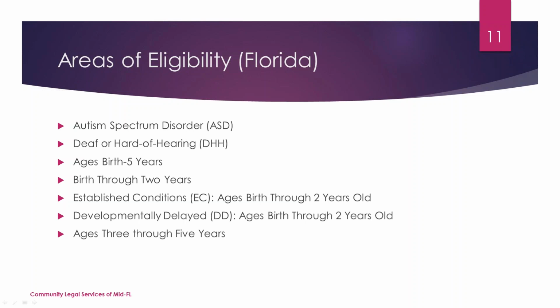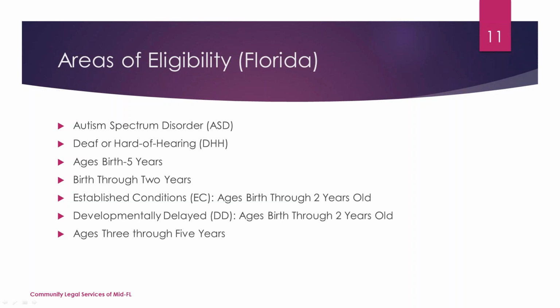Autism spectrum disorder, deaf or hard of hearing. Florida has ages birth through five. That includes kids that you don't have a designation for, really. You don't have a diagnosis. You don't know what's going on. You just know they're not meeting their developmental milestones. Birth through 2 years, the exact same thing. Established conditions, ages birth through 2 years old, same thing.